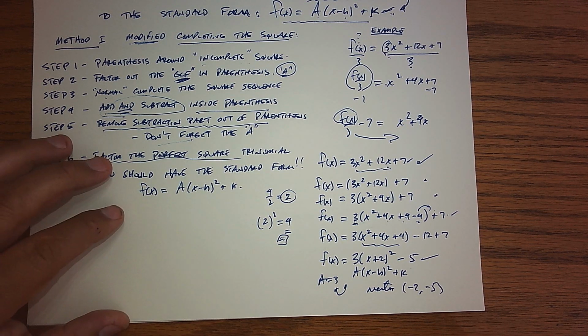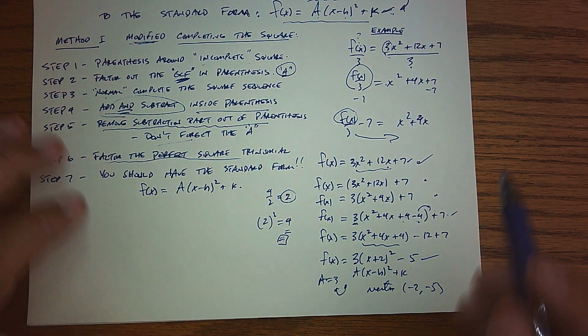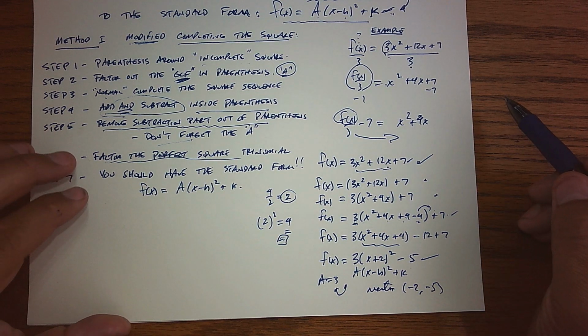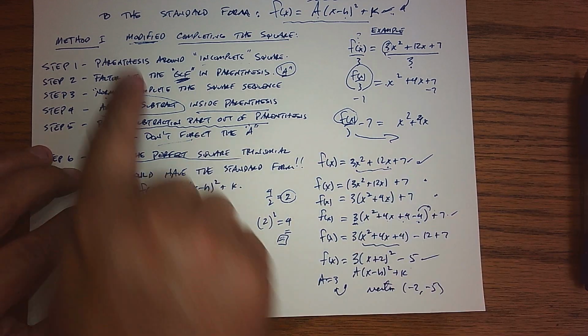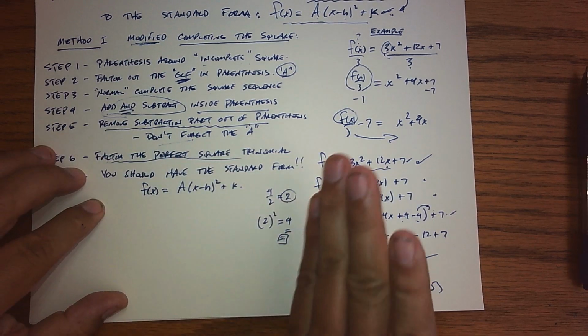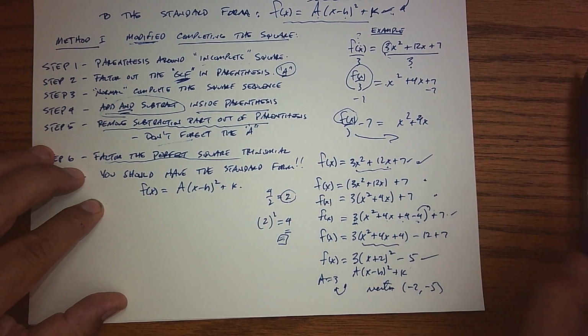Okay, so there's the process. Again, it's the same completing the square process that we did before. The steps are very similar, but the only thing that's new, the modified version of it, is we're doing everything to the same side of an equation.